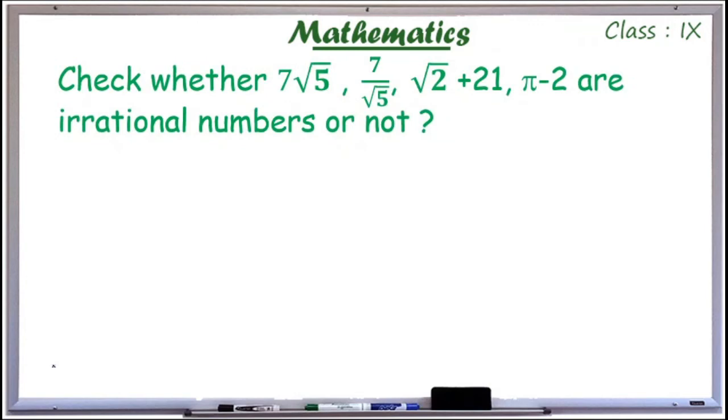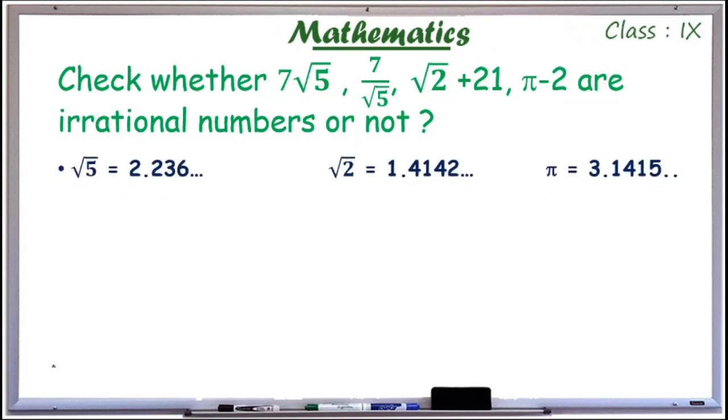Now check whether 7 root 5, 7 by root 5, root 2 plus 21, pi minus 2 are irrational numbers or not. So we have to check these are irrational or not. So we know the values of root 5. Root 5 is equal to 2.236 etc. Root 2 is equal to 1.4142 etc. Pi is equal to 3.1415 etc.